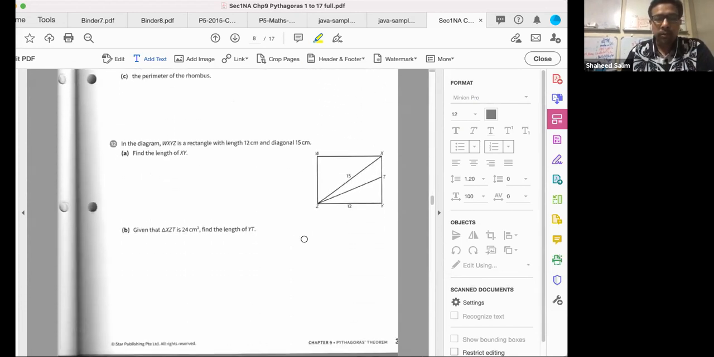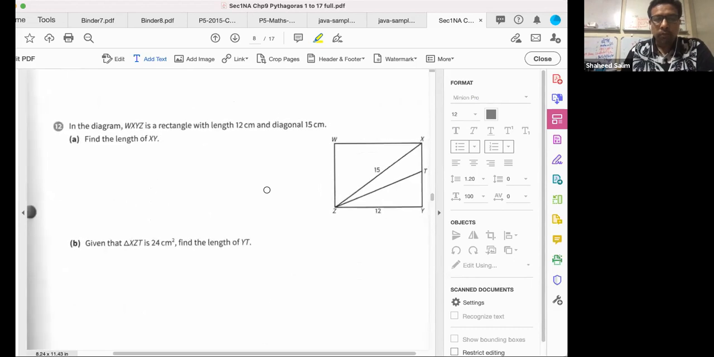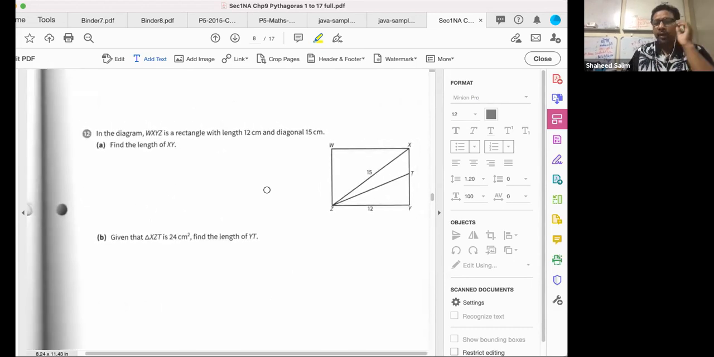Rhombus, this one. Okay, can you try find the length of XY? And then the diagonal is 15. So next one is find the length of YT. Okay, you can do this. Inshallah, you can do this.